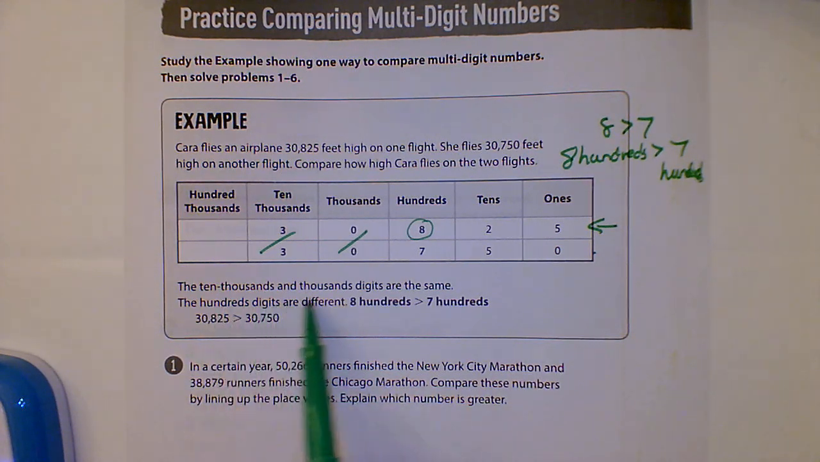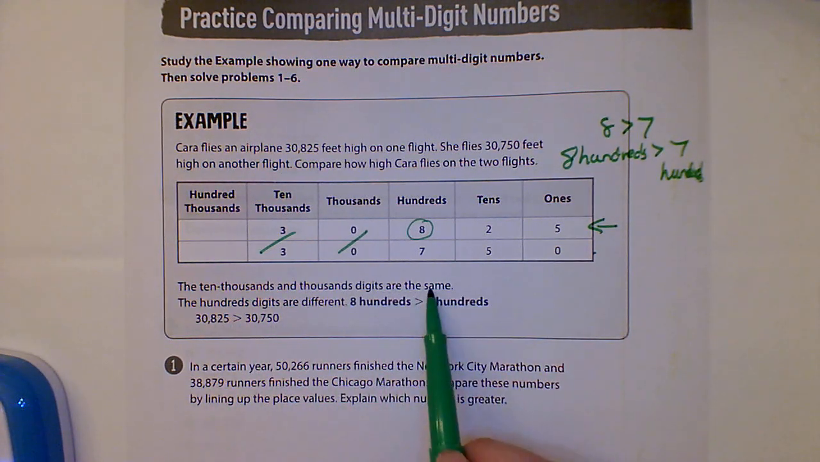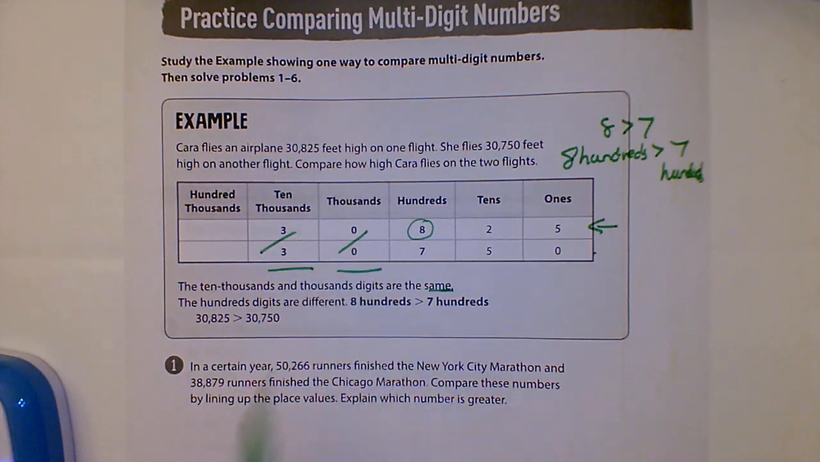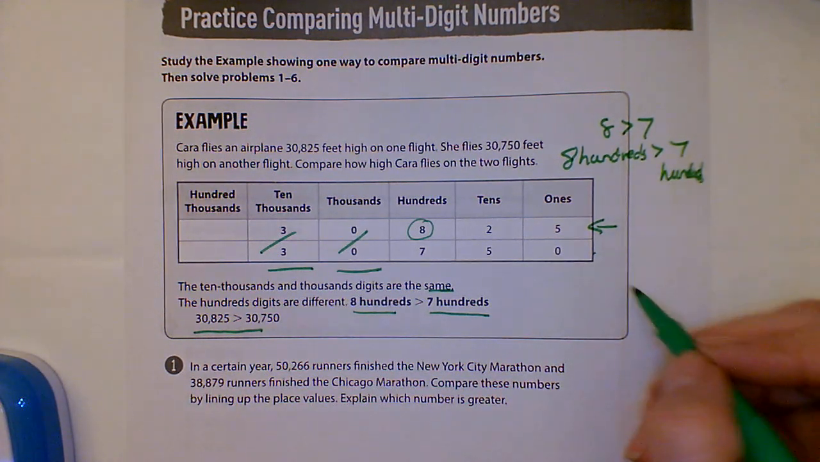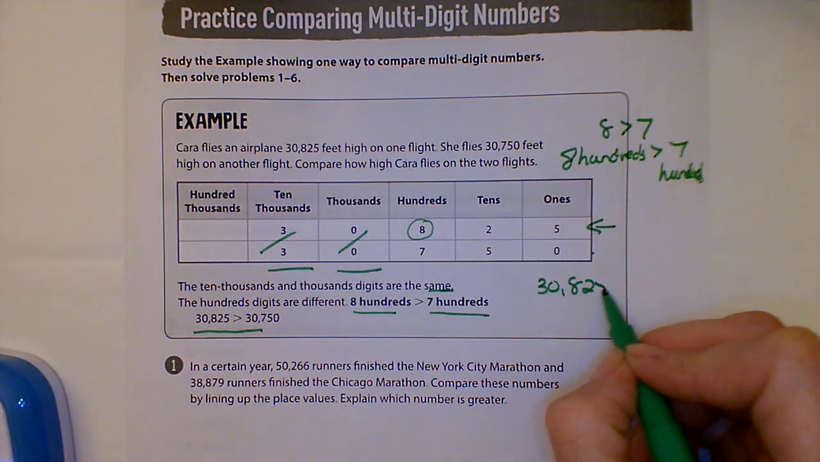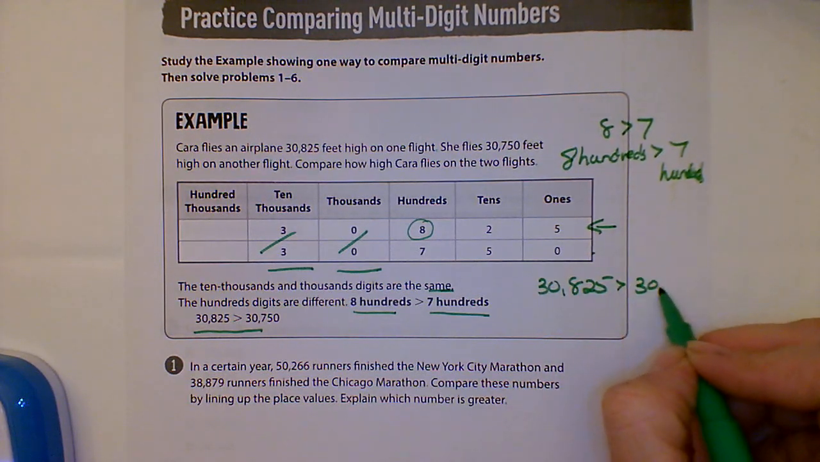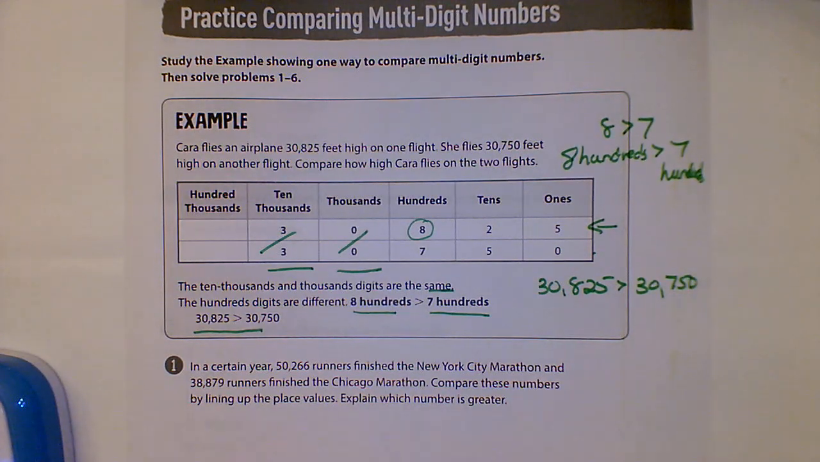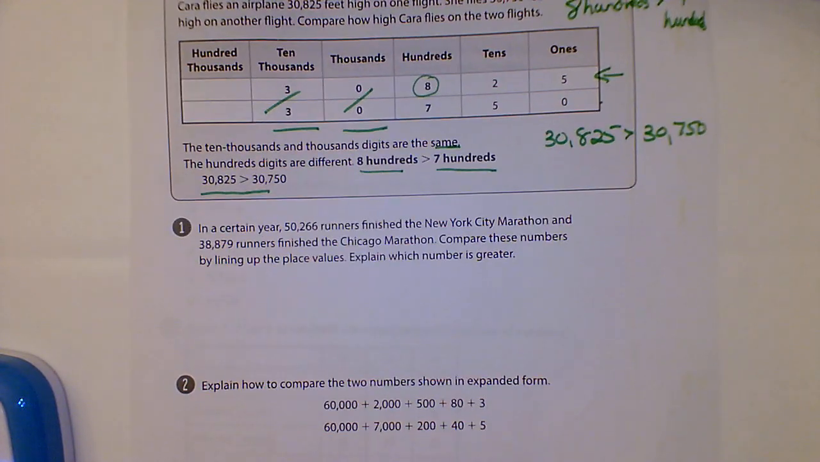And here they say the 10,000s and thousands digits are the same. That's what we noticed here and here ourselves. The hundreds digits are different. 8 hundreds are greater than 7 hundreds, and therefore 30,825 is greater than 30,750, and that would have been the last thing that we would have written. 30,825 is greater than 30,750. All right, let's take a look at this one.